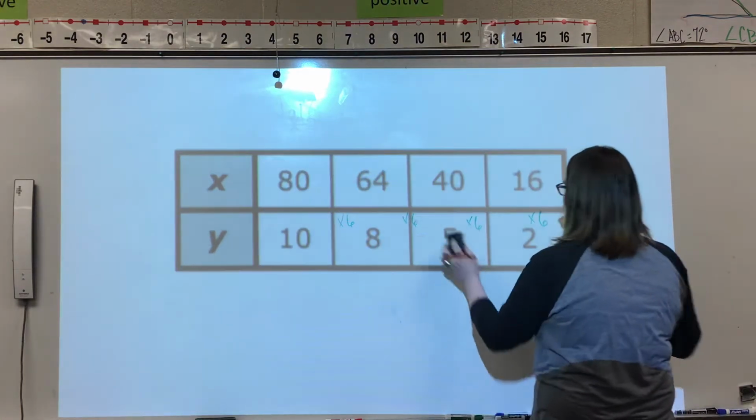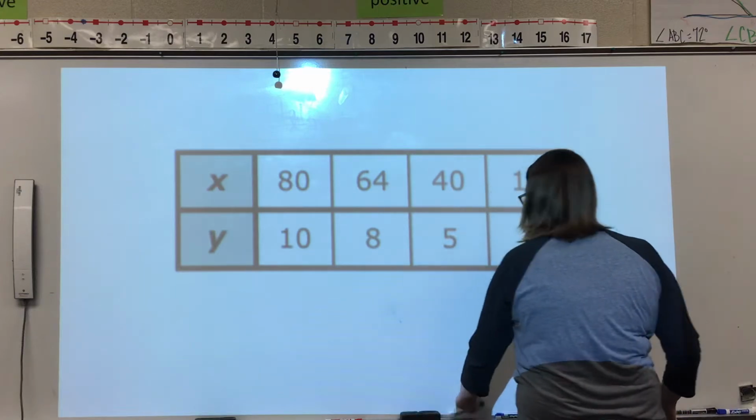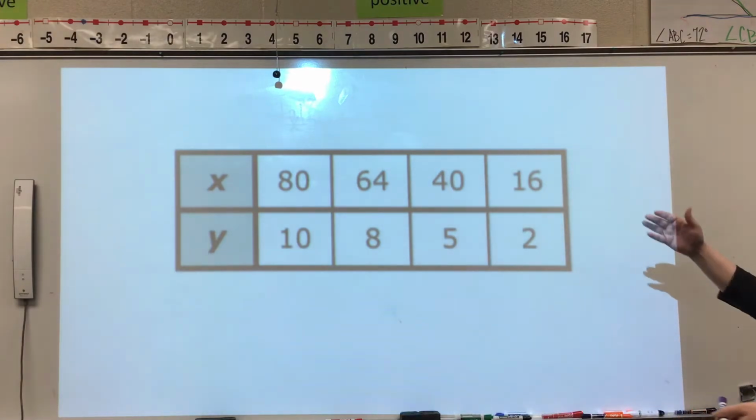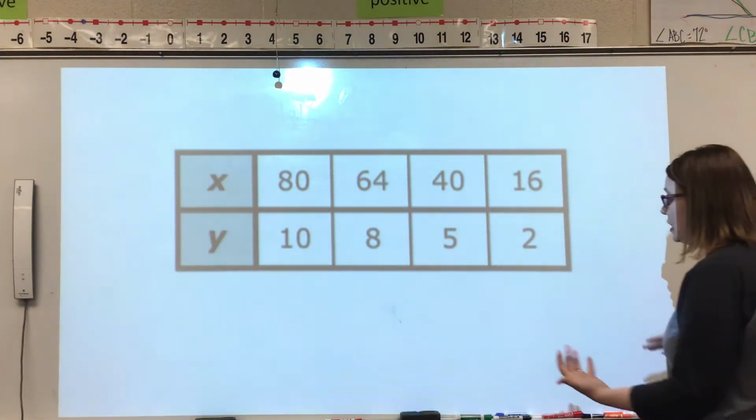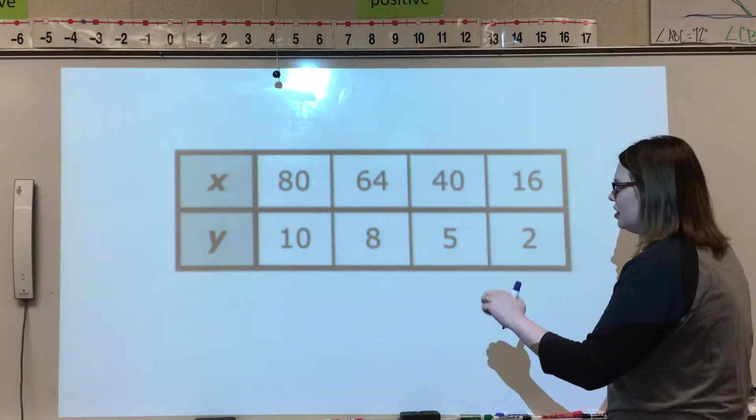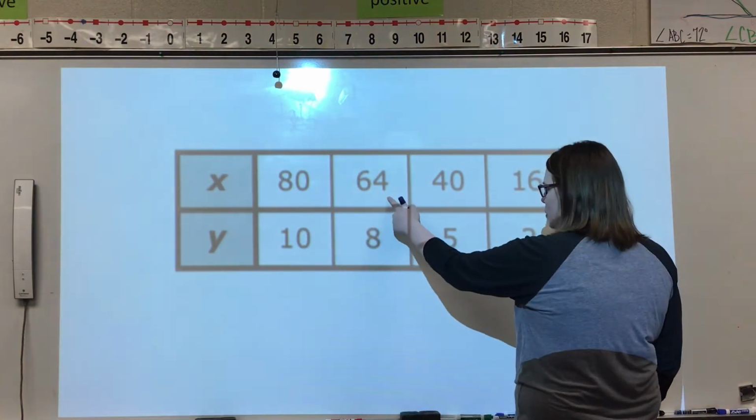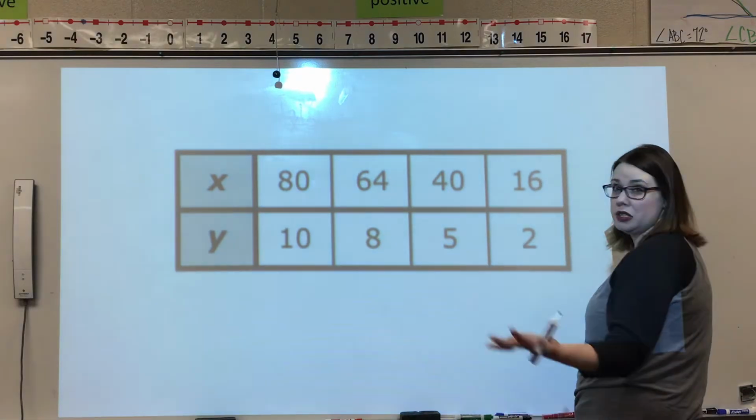All right. So let's look at this one. The first thing I notice is it's getting smaller. So I'm going 80 to 10, 64 to 8, 40 to 5, and 16 to 2. So it's decreasing. So I know I'm either going to be subtracting or dividing here. Well, if I subtracted, for this first one, I'd have to subtract 70. So here, if I subtracted 70, I would have a negative number. So I'm pretty sure it's division.